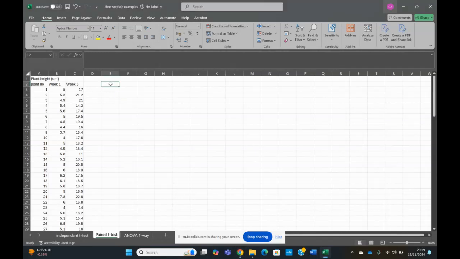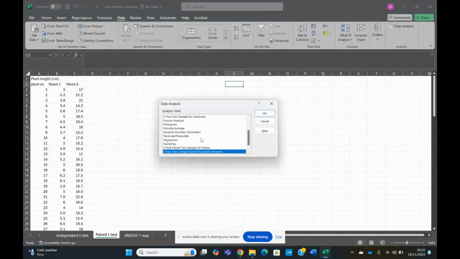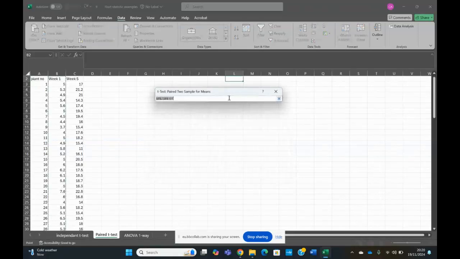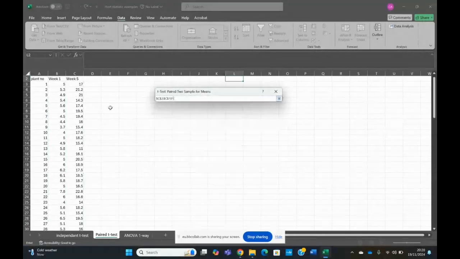So to carry out a paired t-test, we go to our data and our data analysis tab and look for t-test paired two samples for means and go OK. We then input our range. So our first one will be our week 1. And our second one will be our final week.